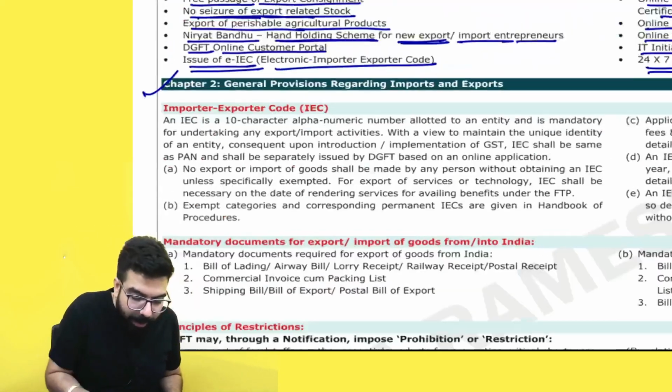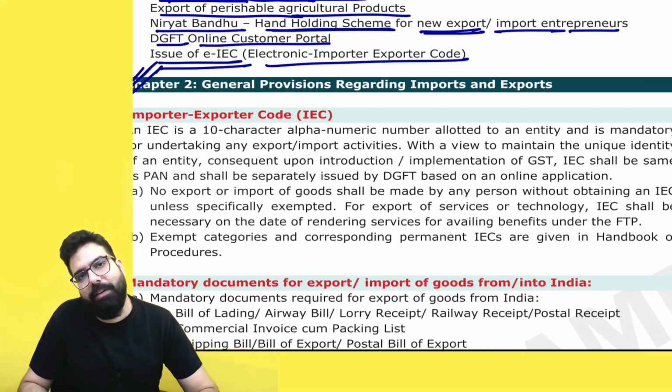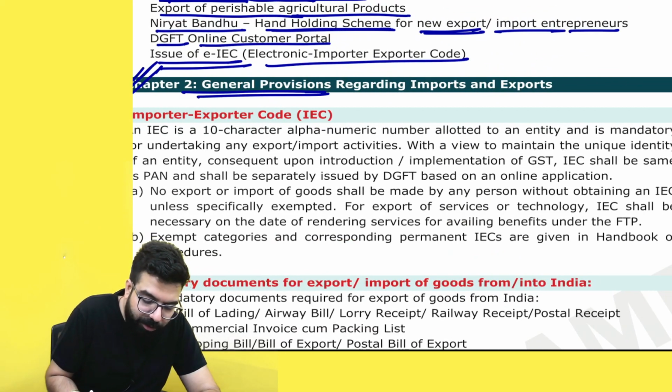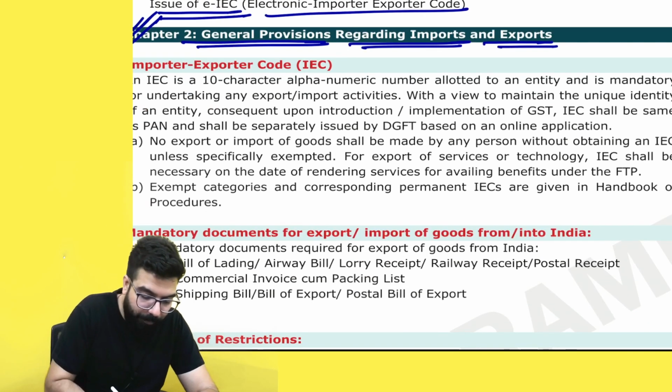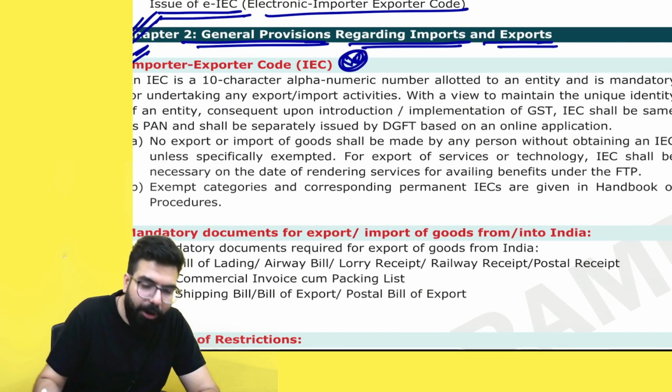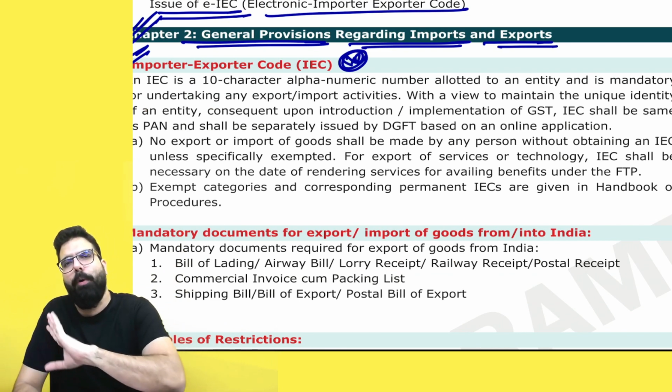Now, let's go to the next chapter, chapter number 2. Chapter number 2 talks about general provisions relating to import and export. Number 1. This is very, very important from the exam point of view. Please be careful. Import Export Code. They can ask you to write a short note on Import Export Code.